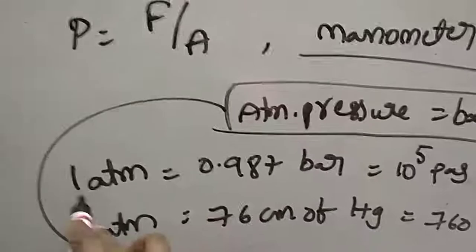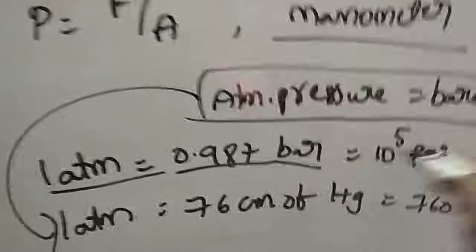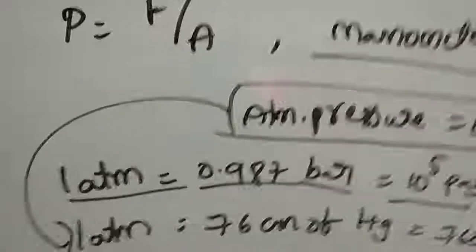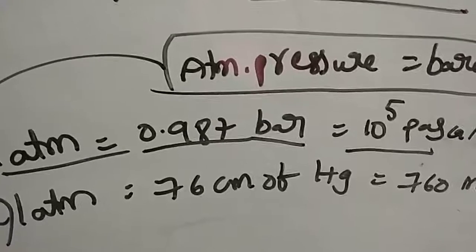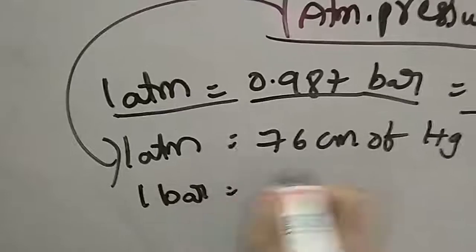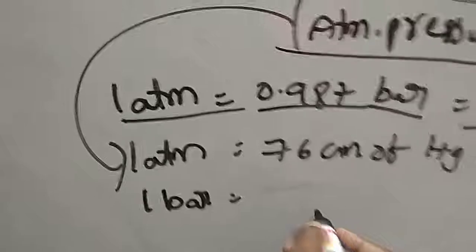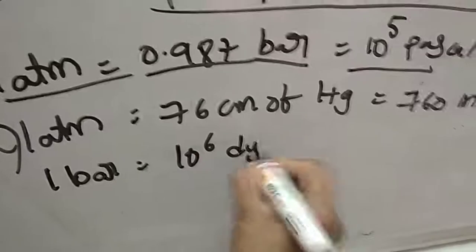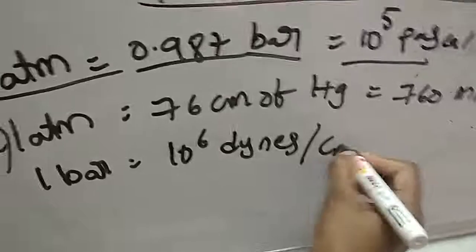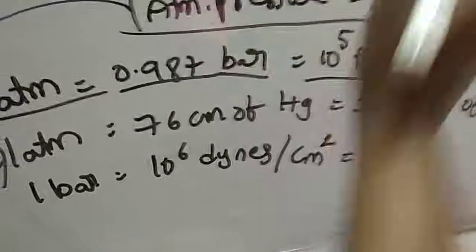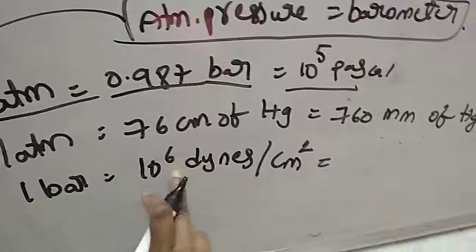1 atmosphere general units are 0.987 bar or 10 to the power of 5 pascals. Generally, the units of pressure in terms of bars are considered. 1 bar equals, these conversions are very important. Everyone should note these down. 1 bar equals 10 to the power of 6 dynes per centimeter square.